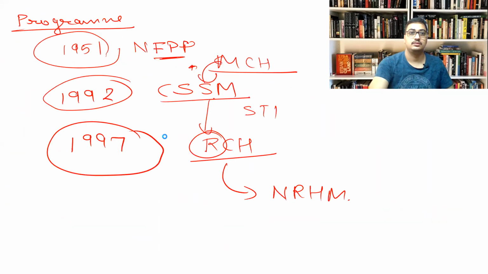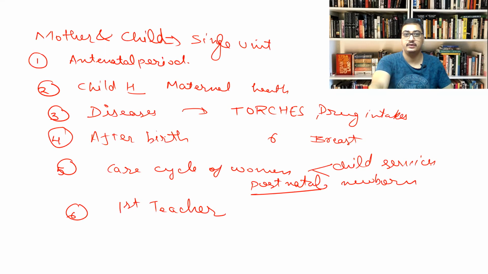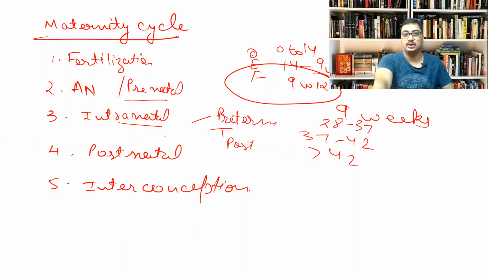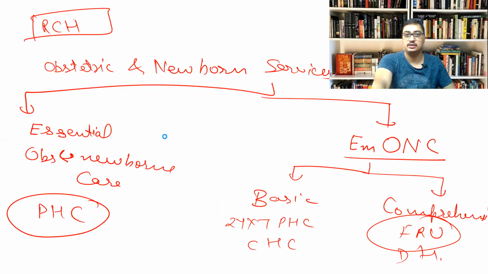We would now discuss the second one. In the first part, we had discussed, we can quickly revise it. We dealt with the general aspects. What are the various concepts? Like what is maternal and child health? Why is it called a single unit? What are the various branches? Social obstetrics, preventive pediatrics, social pediatrics. What is the maternity cycle? What are the MCH problems of India? The triad. Then how the program evolved, and what are the basic services that are provided.